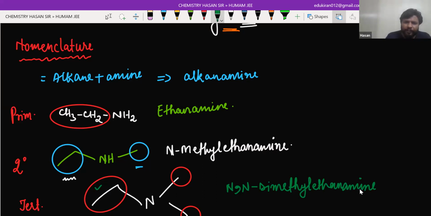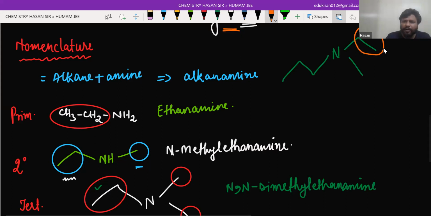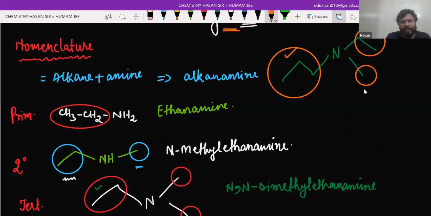Yes. If you have something like this, let's say something like this, just wait a minute. Now, you know that this is 2 carbon, this is 1 carbon, and this is 3 carbon, which is the parent. The rest is your substituent. So this is your methyl, this is your ethyl.